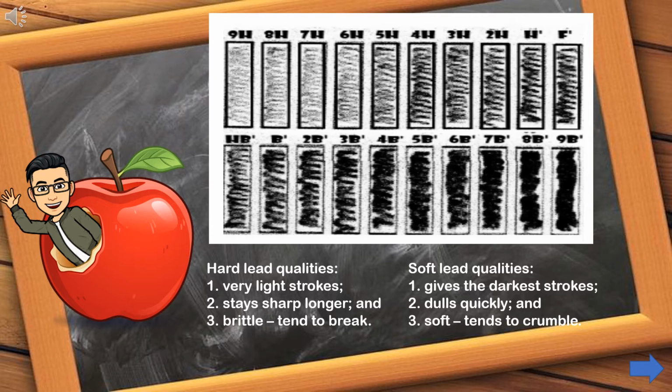If you will notice, hard lead qualities are 1. Very light strokes, 2. Stays sharp longer, and 3. Brittle, tend to break. Meanwhile, soft lead qualities are 1. Gives the darkest strokes, 2. Dulls quickly, and 3. Soft, tends to crumble.